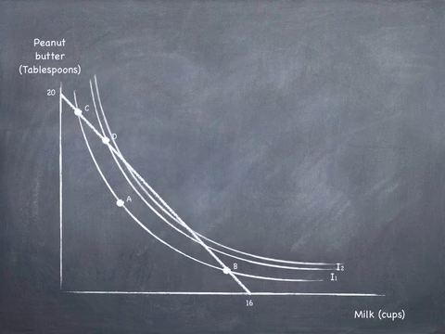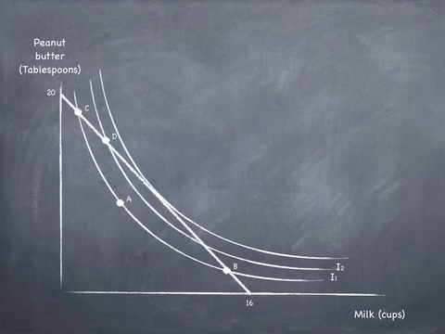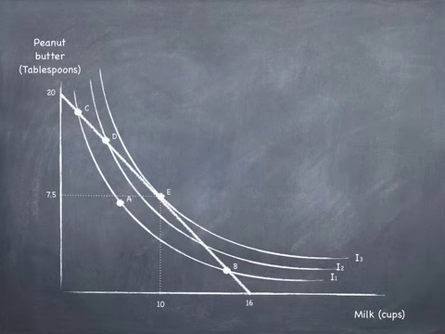So we'll push that out as far as we can. There we've slid the indifference curve out as far as we possibly can without moving off the budget constraint. That enables Anne to consume at bundle E, which is 7.5 tablespoons of peanut butter and 10 cups of milk. You can see there that indifference curve 3 is tangent to the budget constraint. That means the indifference curve and the budget constraint at point E have the same slope.